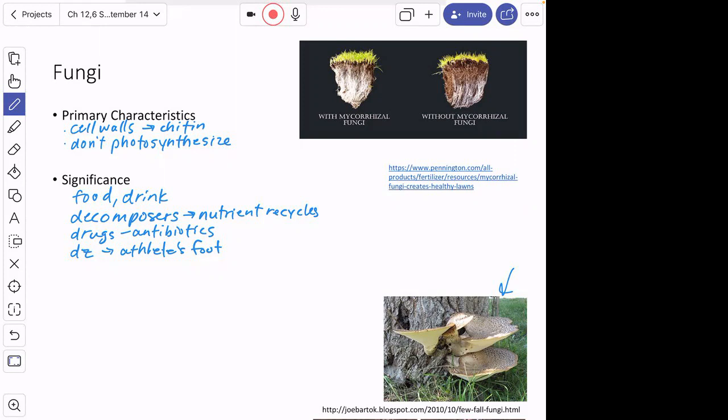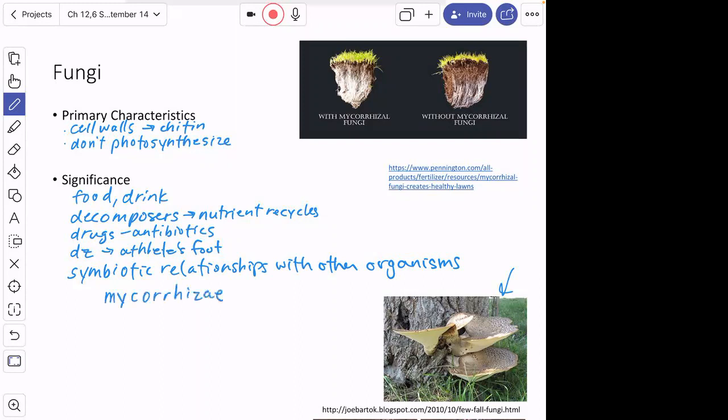And probably one that you may not think of, some fungi are important because they form symbiotic relationships with other organisms. Okay, so an example there, I'm going to throw a term at you, see if I can spell it, mycorrhizae. These are fungi that grow with the roots of plants.